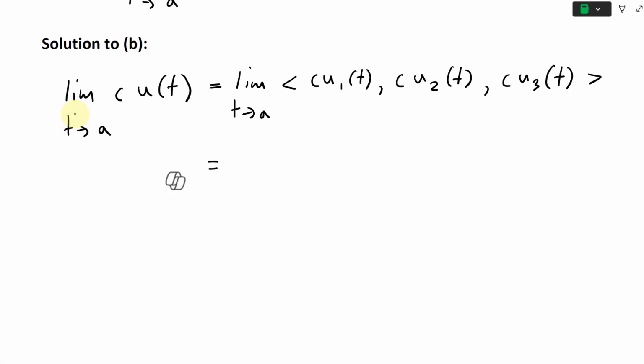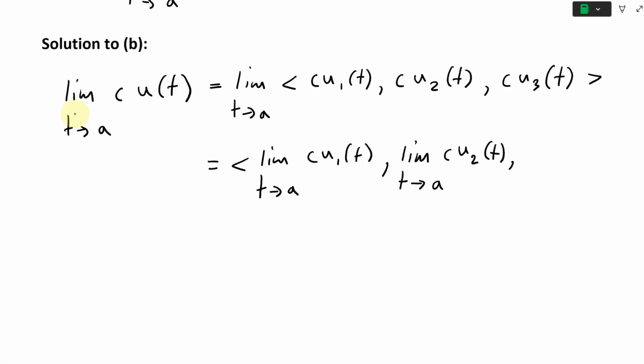But we just take the limit of each component part, so it's the same thing. For completeness, put that all together. So now it's going to be like this: the limit as t approaches a of c u1(t), and this one's pretty straightforward, and then the limit as t approaches a of c u2(t), and then the limit as t approaches a of c u3(t), like that.